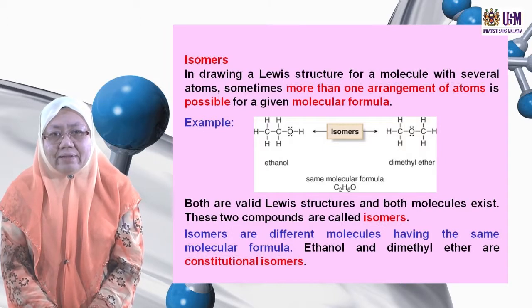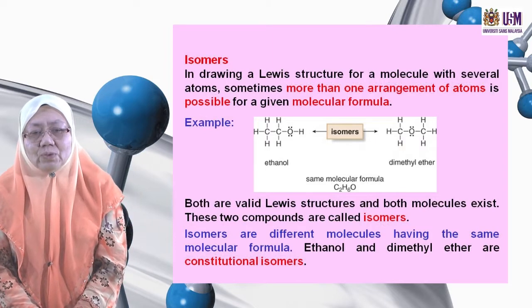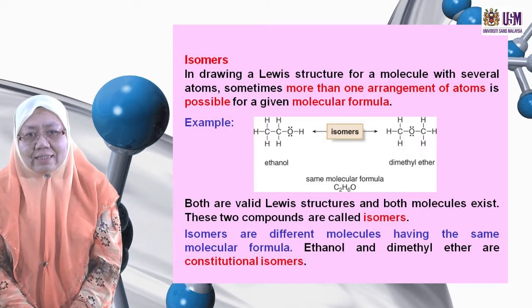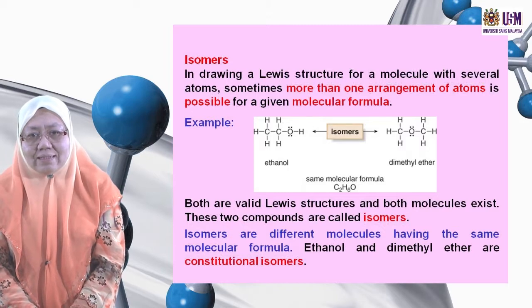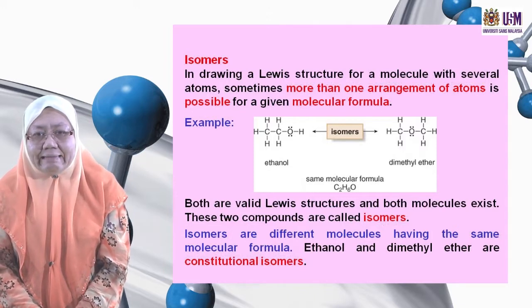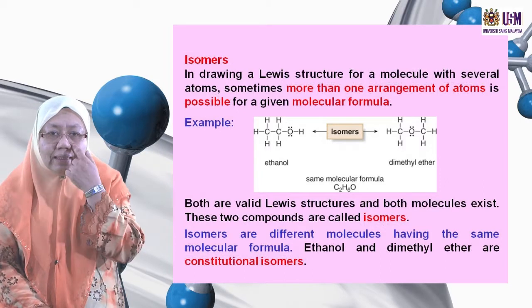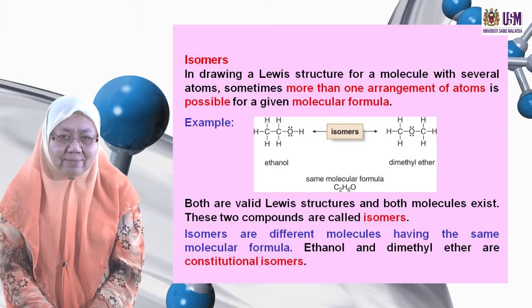So when we play around with, for example, this molecular formula of C2H6O, we can have two different structures. These two different structures are actually isomers of different molecules which have the same molecular formula. And this pair of molecules are called constitutional isomers.